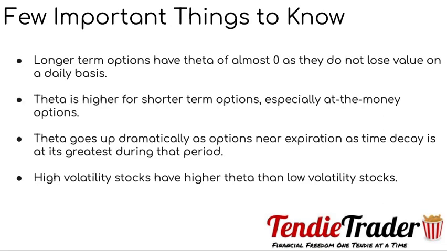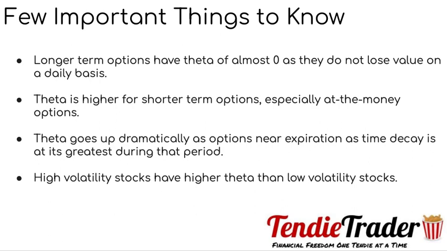So a few things to know. Like we discussed, longer term options have a theta of almost zero, so they don't lose value on a daily basis. This is great if you're expecting a long-term trend reversal or a long-term trend to develop, either to the up or downside. Buy far out. Let's say you're trying to play Q3 earnings, buy 30 to 60 days in advance, or even 60 to 90 days in advance, and that gives you plenty of time to not have to worry on the day-to-day basis of losing value due to theta.